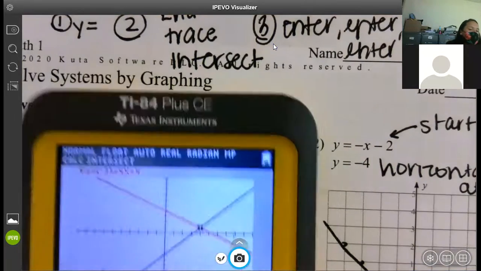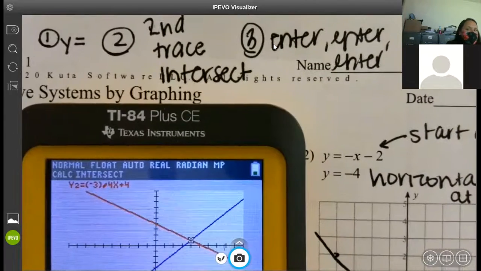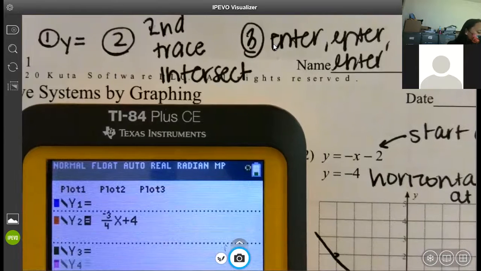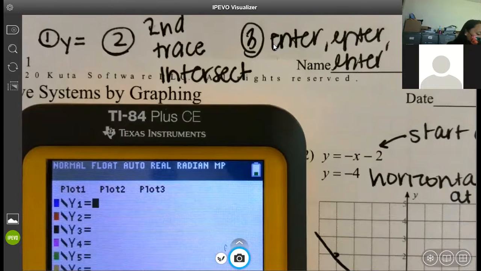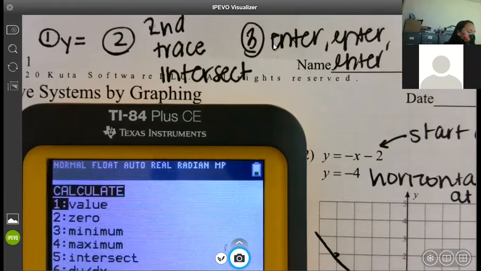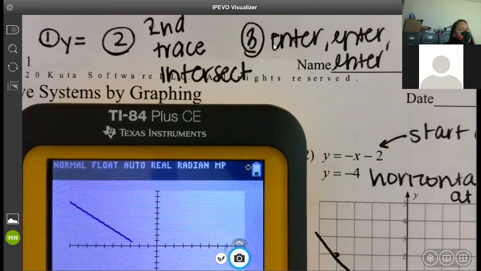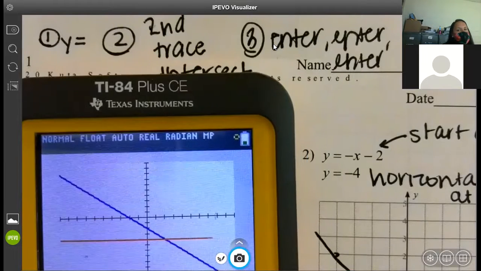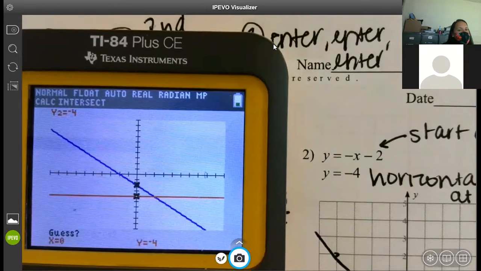Okay. Same thing on the next one. Our first step is to put it into y equals. So we'll clear all this out. -x minus 2. And then in y2, I'm putting in -4. There are no x's, so I don't have to put any x's, anything like that. I'm going to do second trace intersect. Once that little spinning wheel stops, I'm going to enter 3 times.